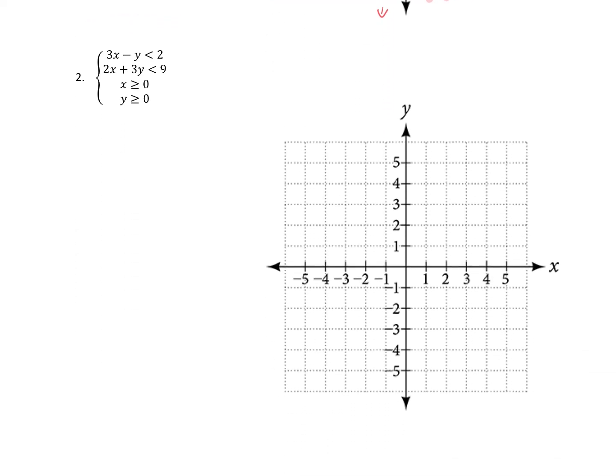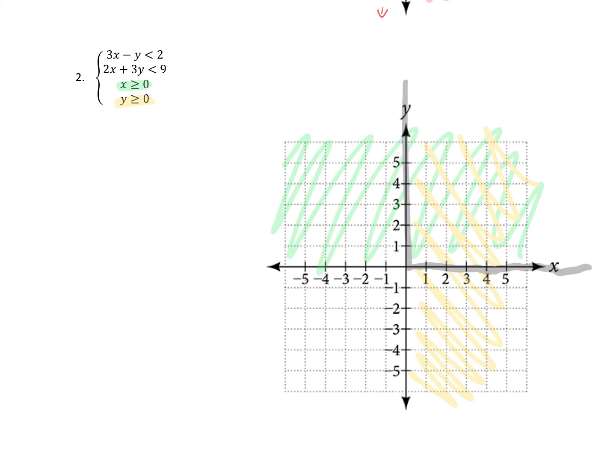Number 2, there is an extra stipulation here. Look at the last 2 inequalities. In the last 2 inequalities, you have x has to be greater than or equal to 0, and y has to be greater than or equal to 0. So if x is greater than or equal to 0, that's to the right of the y-axis. And if y is greater than or equal to 0, that's above the x-axis. So notice that the only part I'm looking at is quadrant 1, which is the positive quadrant.